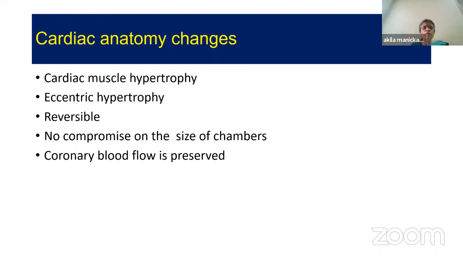And now what is the difference between a hypertrophy which you see in hypertensive patient and in a pregnant patient is that there is no compromise on the size of the chambers. For example, severe left ventricular hypertrophy can lead to decrease in the available volume of the left ventricular size. So this can ultimately result in impaired diastolic relaxation. Whereas in pregnancy, there is no compromise on the size of the chambers, and it is often an eccentric hypertrophy. In addition to this, there is no compromise in the coronary blood flow also, because the angiogenesis is supposed to be preserved. So it is called as physiological angiogenesis and eccentric hypertrophy.